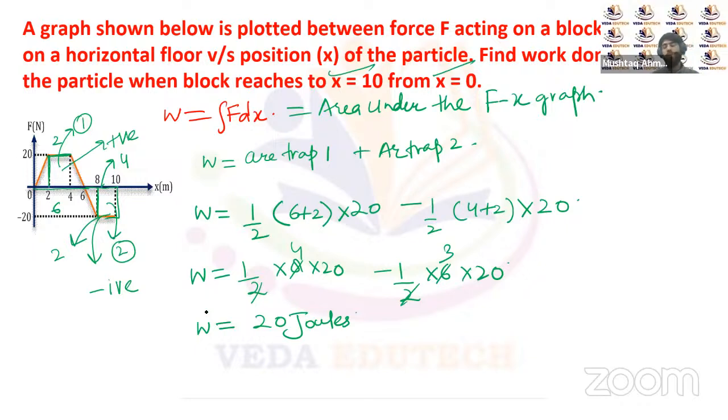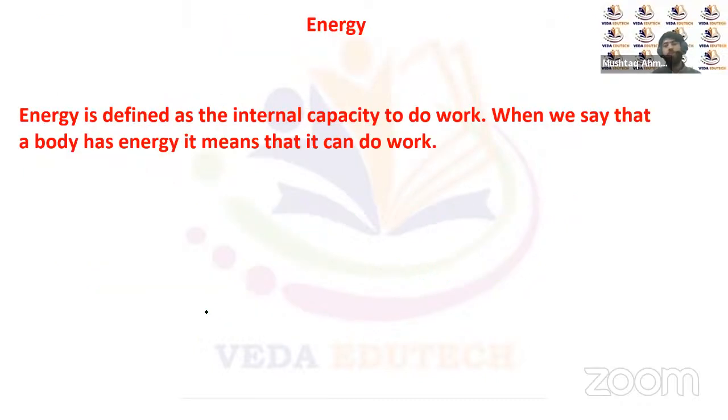So this is how we can calculate the work done by a force using the area under the curve. This will be the total work done in displacing a body from x equal to 0 to x equal to 10, right? Now the next concept is energy.